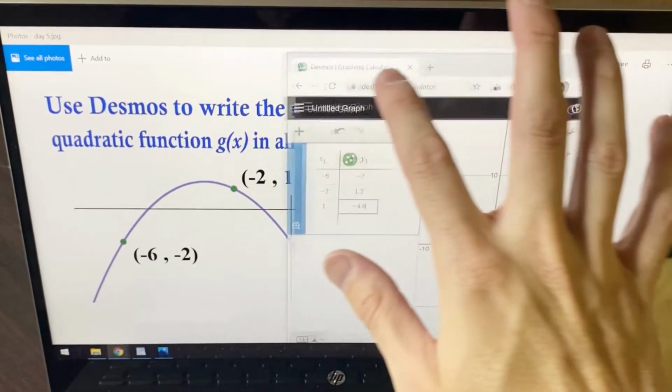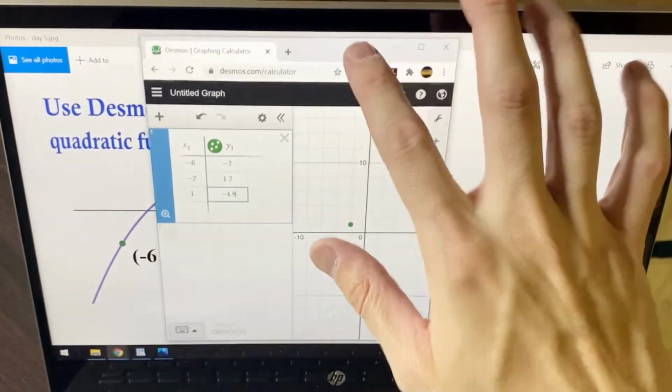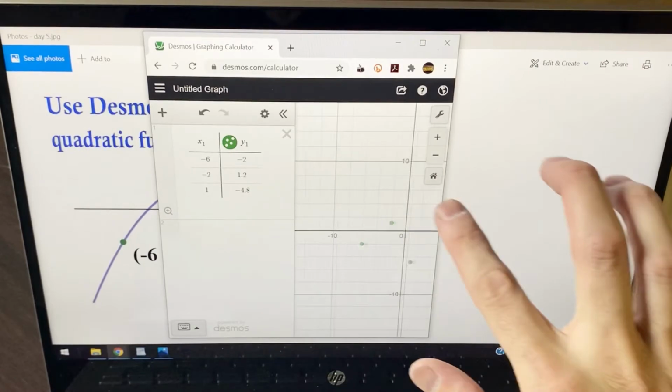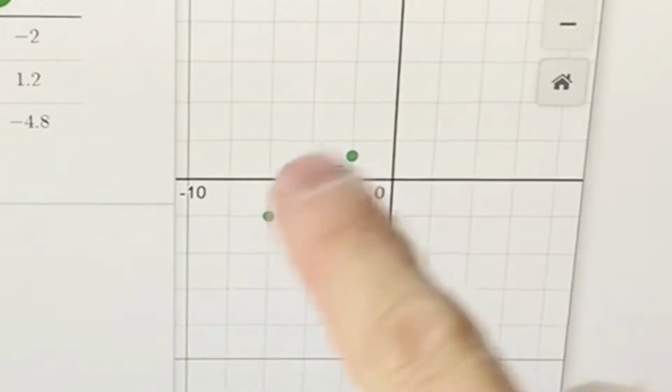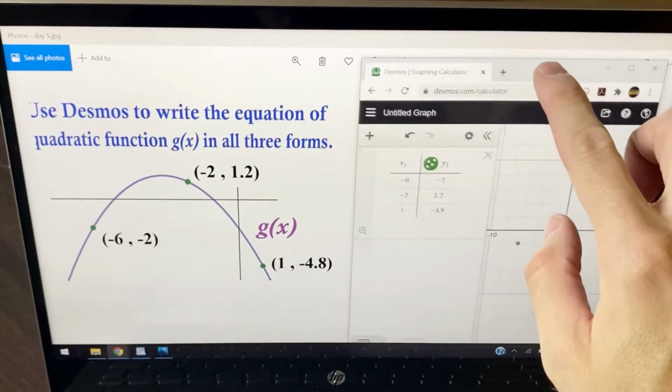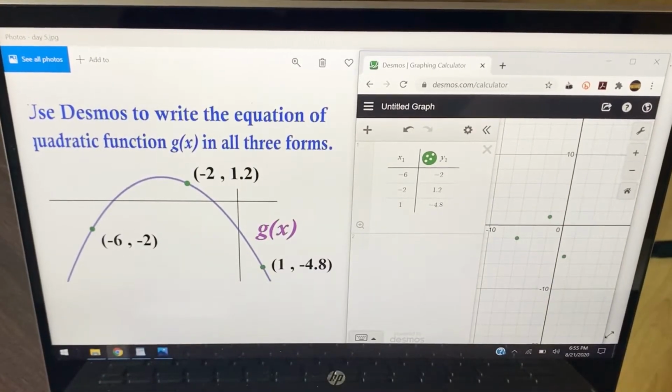And then we can see that Desmos here has plotted the 3 points there, and we can believe that there could possibly be a parabola that passes through all 3 points. And they do want us to give them all 3 forms. So first, maybe in box 2, I can type in standard form. y equals ax squared plus bx plus c.